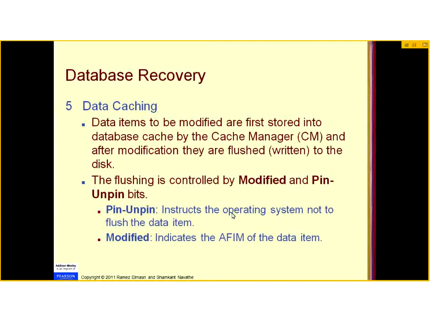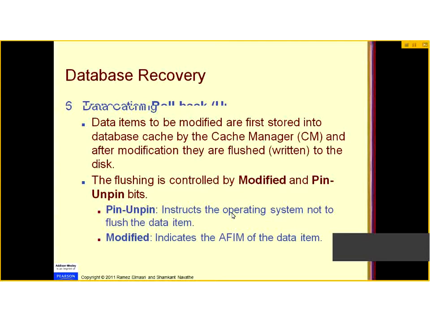Flushing means writing the data items from cache to the disk. The flushing is controlled by modified and pin-unpin bits. The modified bit is also called the dirty bit, as it was called in operating systems. And the pin-unpin bit instructs the system: if the value of pin is 1, it instructs the operating system not to flush the data item. It means this value has been used in a transaction which has not yet committed, so the value cannot be flushed to the disk.